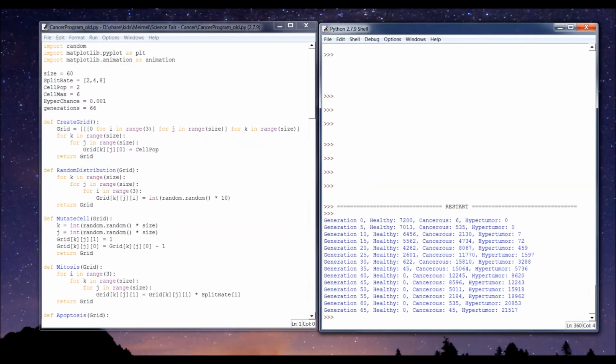But in larger grids like 800 by 800, the hypertumor cells took over the cancer cells before they took over the healthy cells. At the end of the simulation, healthy and hypertumor cells were alive, but none of the original cancer cells were. In summary, I found that if an animal with cancer is large enough, a hypertumor will take over the tumor and then stop growing. This cures the animal of the cancer.